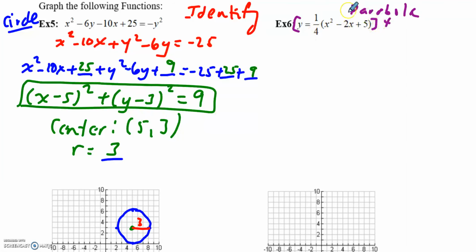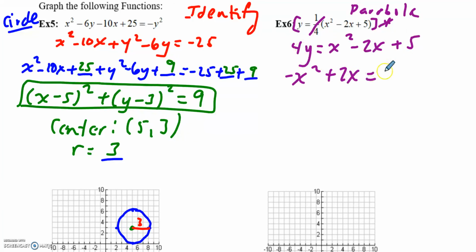And if I do so, the 4 would multiply the y, and I'd get a 4y. The good news is this 4 and this 1/4 cross out, so this remains untouched. So I'm left with x squared minus 2x plus 5 over here. If I want to rearrange the problem, I'm going to get the squared terms on this side and the non-squared terms on this side. So if I rearrange, I'm going to subtract the x squared over there, add the 2x equals, subtract the 4y, keep the 5 on the other side.